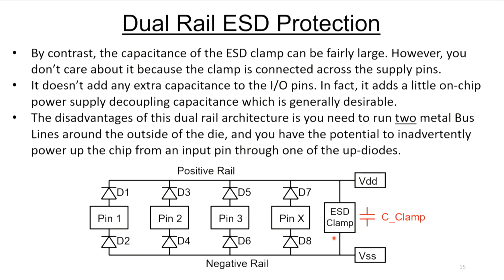So now let's talk about the disadvantages of this architecture. Well, one is you've got to run two bus lines all the way around the chip to hook up all these diodes, a positive rail and a negative rail. So that takes up a lot of area. Another potential disadvantage is, let's say you haven't powered the part up yet and you bring power in on an input pin. Now you might be powering up the chip through one of these diodes. And that is not always a problem, but it can be a disadvantage for this type of protection network.